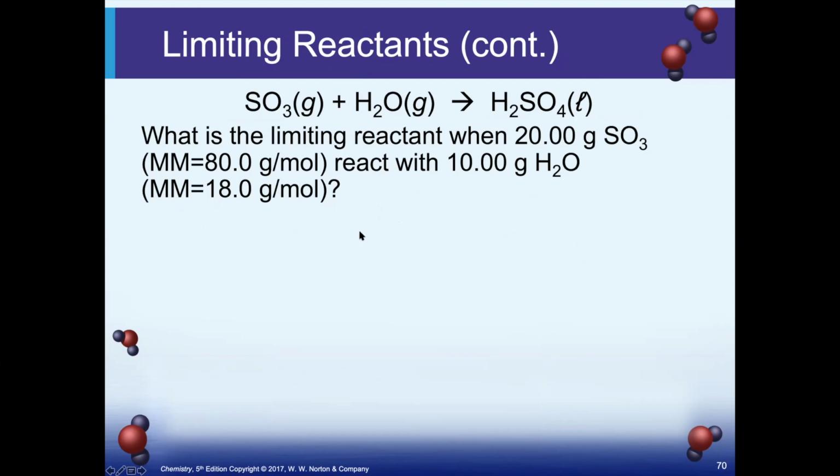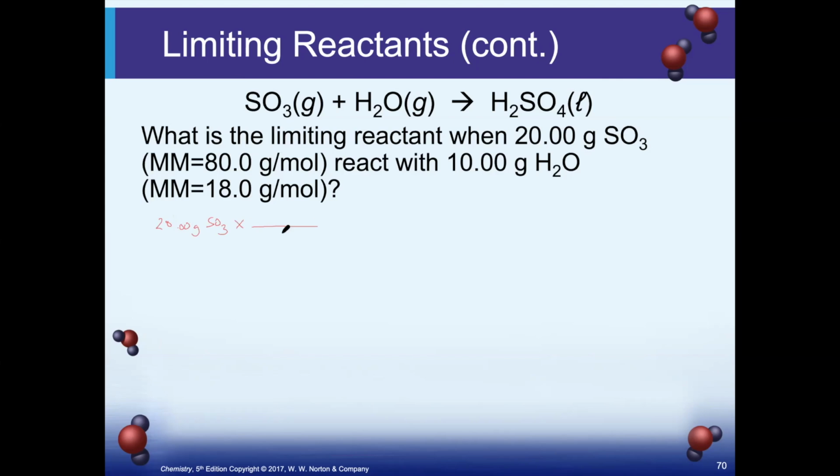Okay, so for example, here's my balanced reaction, SO3 plus H2O to give H2SO4. What is the limiting reactant when 20 grams of SO3 react with 10 grams of H2O? Once again, I'm going to use the amounts that I'm given to calculate the theoretical amount of product that would be produced. So let's start with the SO3. I start with the 20.00 grams of SO3.